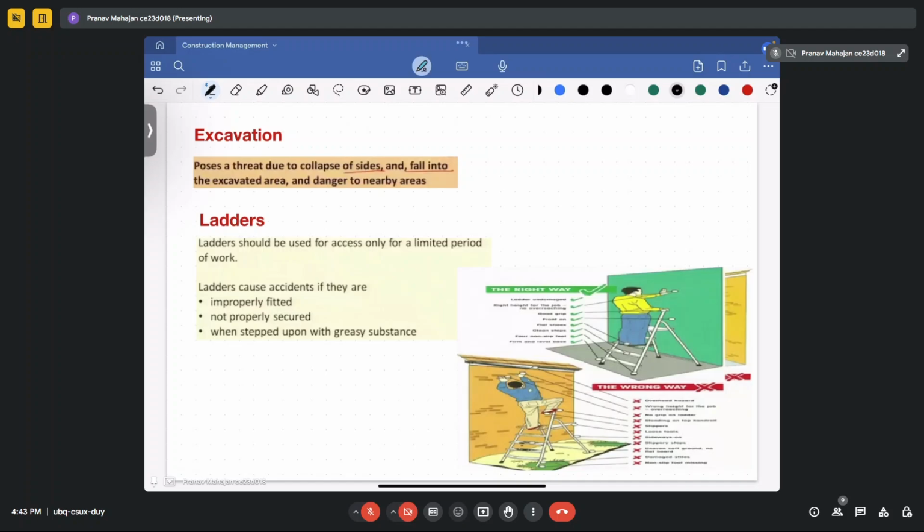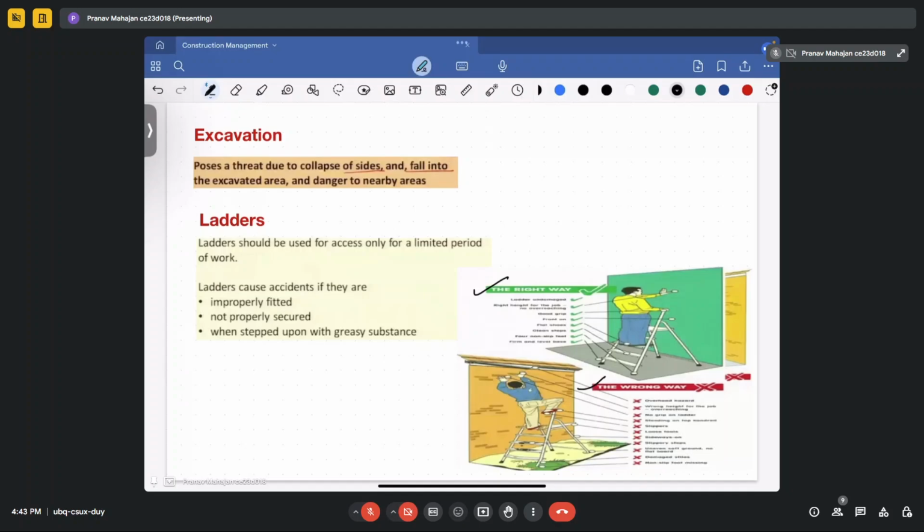So the height problem could occur due to the use of ladders. Ladders should be used for access for only a limited period of work. They may cause accidents if they are not properly fitted, not properly secured, and when stepped upon with a greasy substance. So you can see here what is the right way to use a ladder and what is the wrong way to use a ladder.